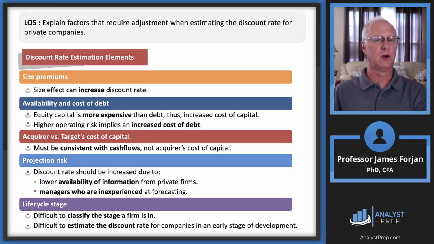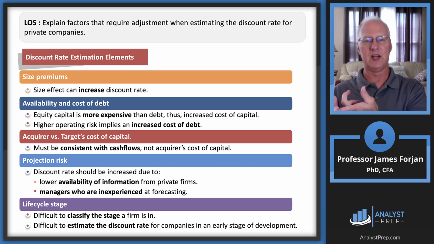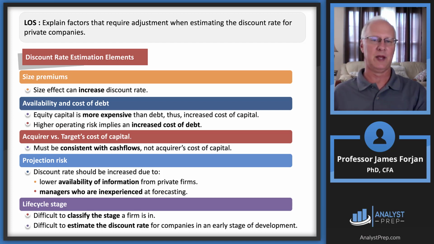Of course, we need to look on the right-hand side of the balance sheet. If we have tons of debt, we have tons of financial risk, and we probably have tons of operating risk as well. So that's going to be an increased cost of debt, which probably is going to increase the discount rate.